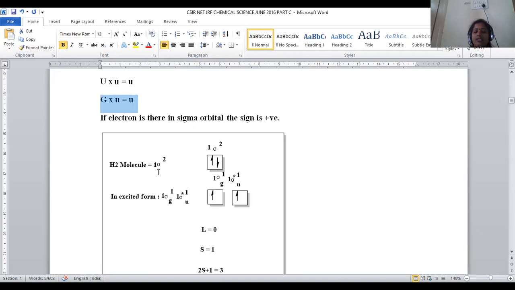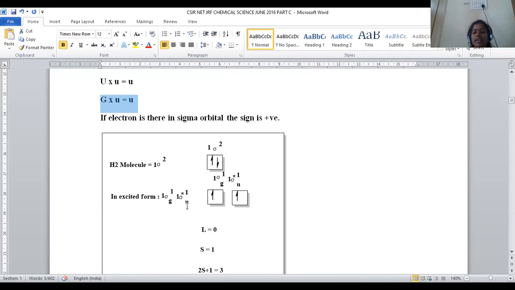Now the hydrogen molecule is taken, right? Hydrogen molecule in the sense each hydrogen is associated with one electron. When hydrogen atoms combine here, the electronic configuration for the hydrogen molecule will be 1 sigma square, sigma bonding. So in sigma bonding, 2 electrons are there. That is represented here, sigma bonding with 2 electrons.